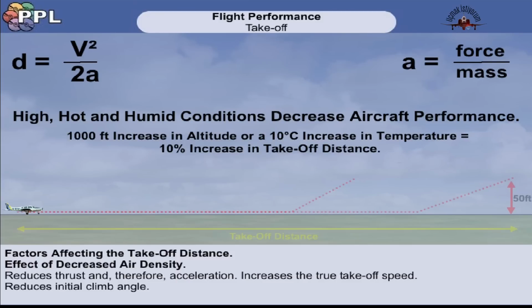A rough calculation you can use is to remember that for every 1,000 feet increase in altitude or 10 degrees centigrade increase in temperature, the takeoff distance will increase by approximately 10%, or a factor of 1.1.